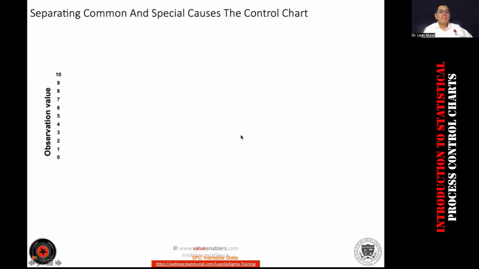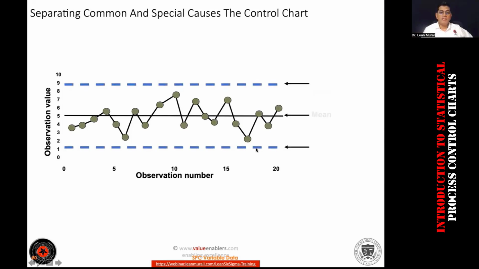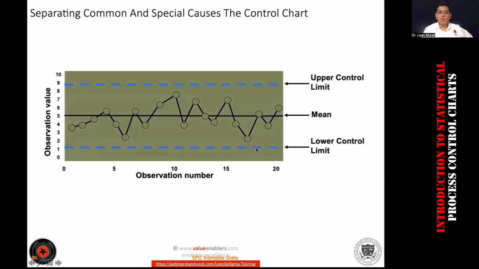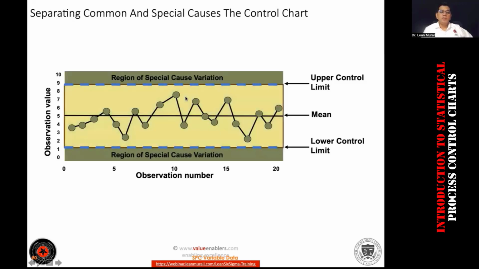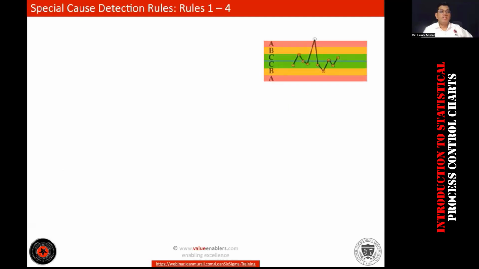So if you want to separate the special cause from the common cause, it's something like this. You see the data points, this is the upper control limit and lower control limit, and this is the mean. This is the region of special cause variation, and the center is the region of natural causes of variation. The natural cause is also called common cause of variation. So it will clearly tell you whether special causes are present or not and what actions to take.